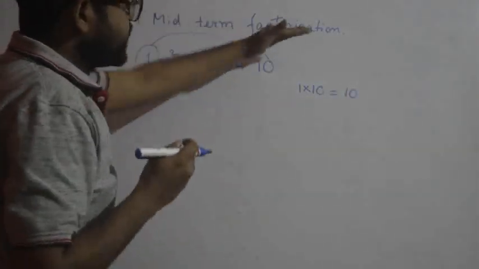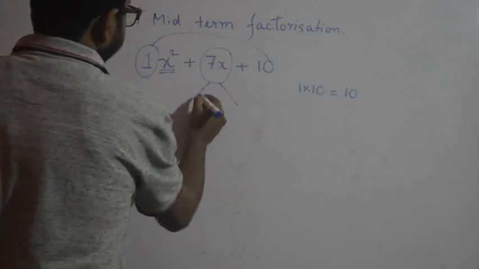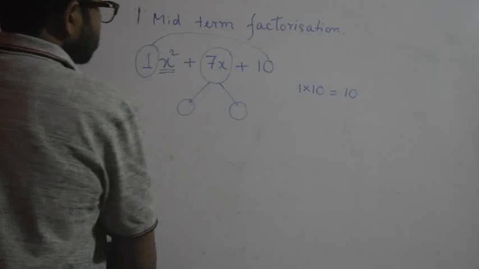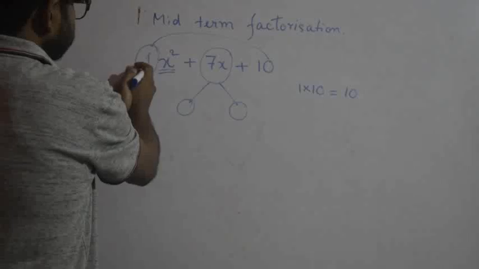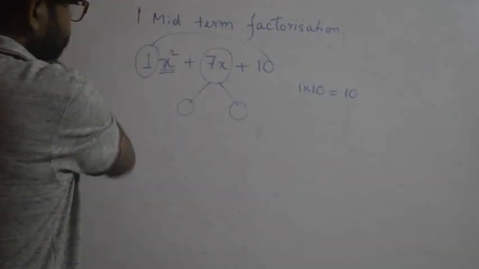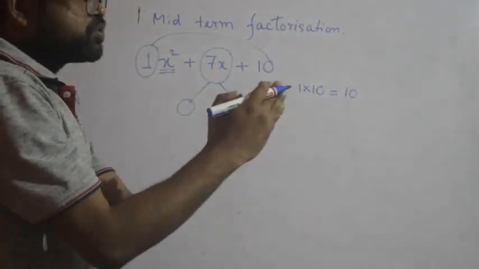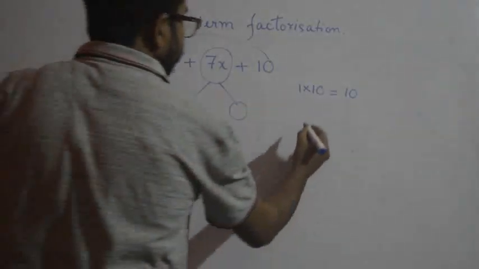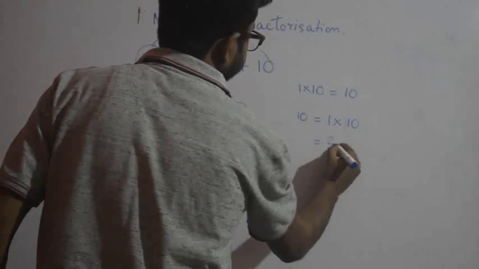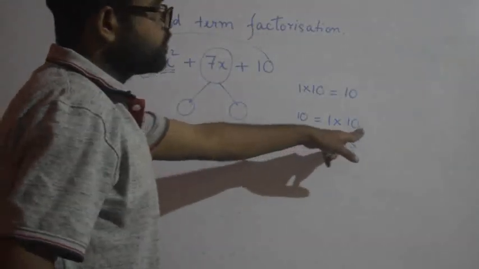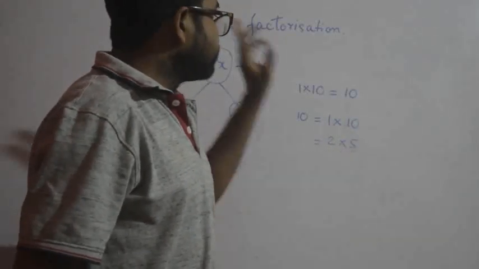Now what does this rule say? You have to break the middle term into two parts. Now to break the middle term into two parts, what we have to do? You have to multiply the coefficient of the first term with the last term. So 1 into 10, that gives us 10. Now try to find out as many possible factors of this product. So 10 can be written as 1 into 10 or can be written as 2 into 5. So we are getting two possible pairs. One pair of factors is 1 and 10, the other pair is 2 and 5.